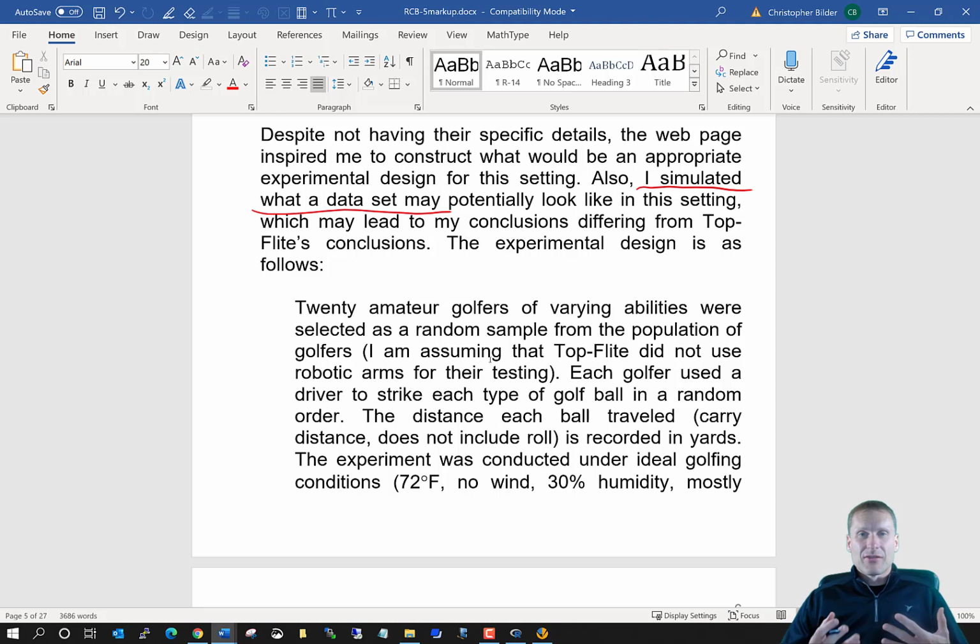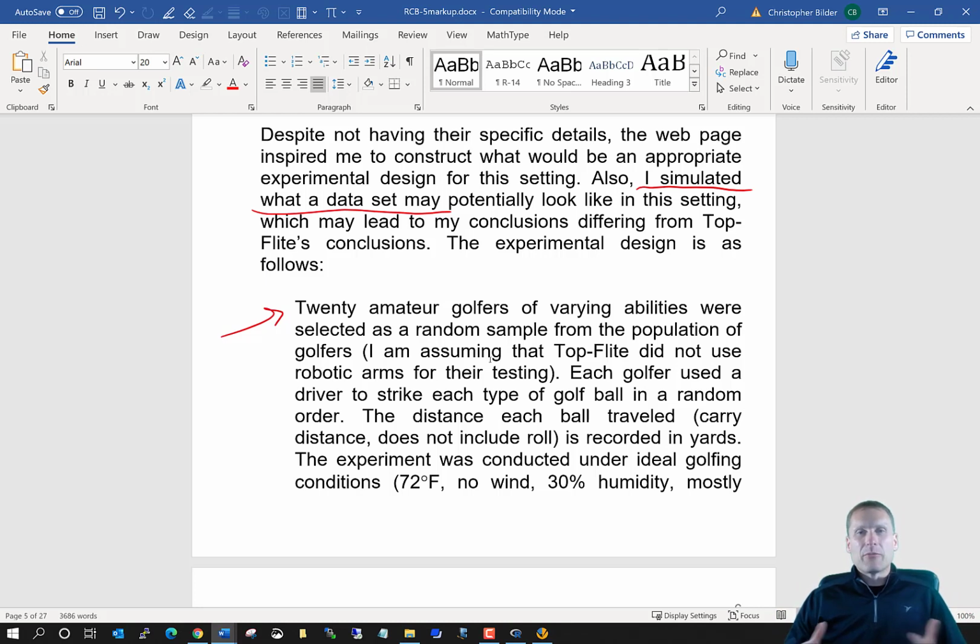So this isn't real actual hit data. But here's how I would go about doing the experiment. Let's say I didn't have access to any kind of robotic machine that could hit the ball for me. What I would do is go out and select, let's say, 20 amateur golfers of varying abilities, essentially randomly sampled from the population of all amateur golfers.